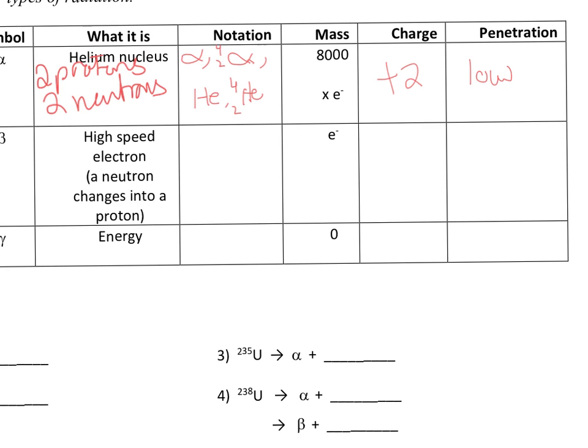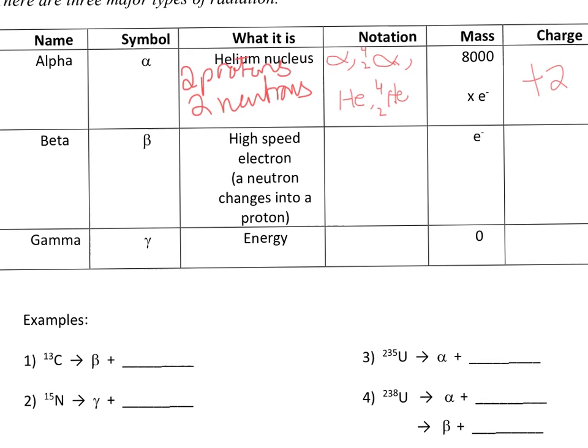The next type of particle we're going to talk about is a beta particle. So the Greek letters go alpha, beta, gamma, so that's why they're named after them. So beta is basically a high-speed electron. And in reality, when you have a beta decay, a neutron changes into a proton.